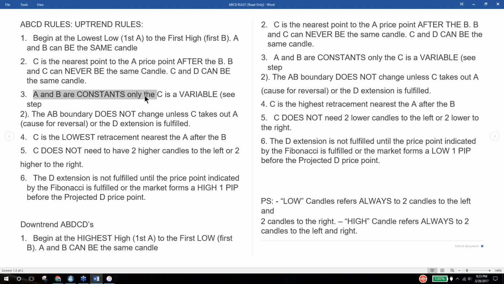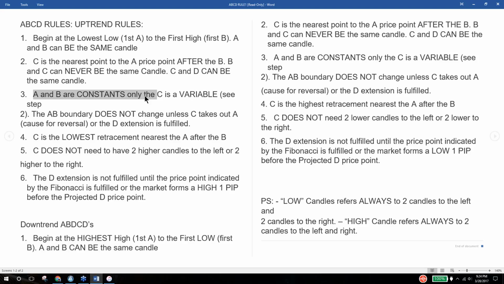There are only two reasons why your AB boundary will change. The first is if your D extension is fulfilled. That's what we want, right? For the market to go from C to D, and that's how we capture profit. Once the market goes from C to D, as we discussed, and confirms the D extension, we draw a new AB boundary. C becomes A, D becomes B, and we can continue.